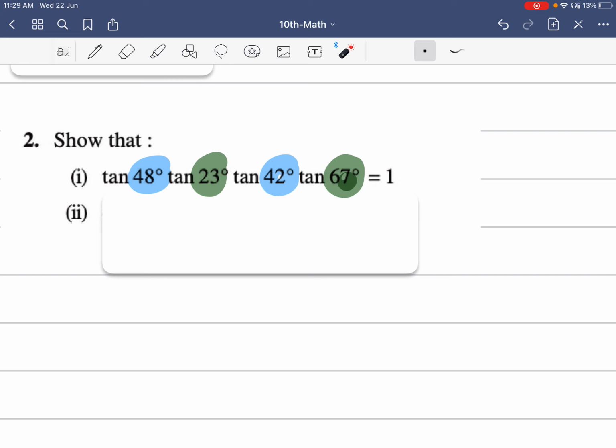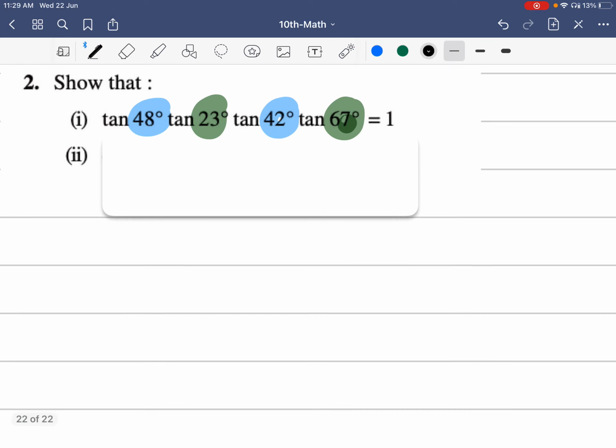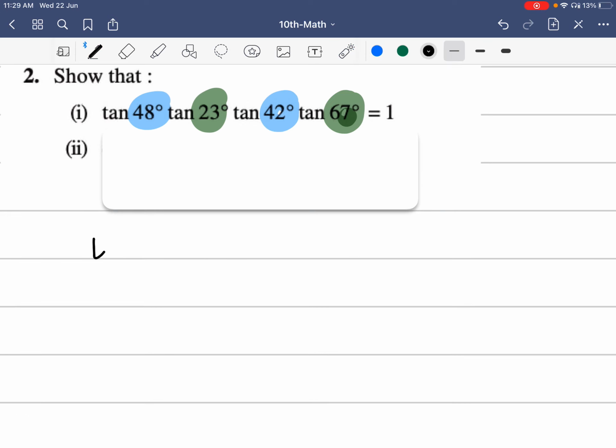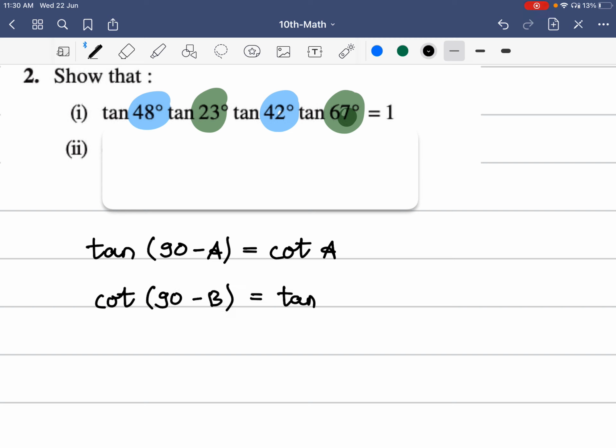Since we have numbers in our expression where the addition is equal to 90 degrees, this is a hint that we should go for the complementary angle property of trigonometric ratios. And what exactly is that? Let's quickly note it down. We know that tan and cot are related to each other based on the complementary angle property. So tan of 90 minus some angle, let's say A, will be equal to cot of A. And conversely, cot of 90 minus B is equal to tan of B. This is the complementary angle relation between the trigonometric ratios tan and cot.